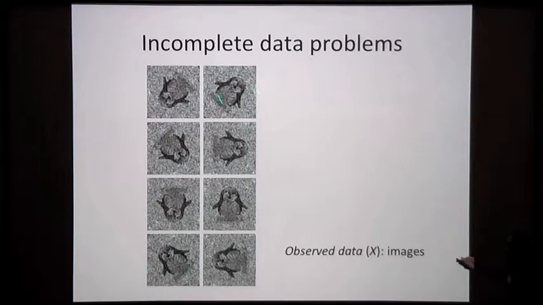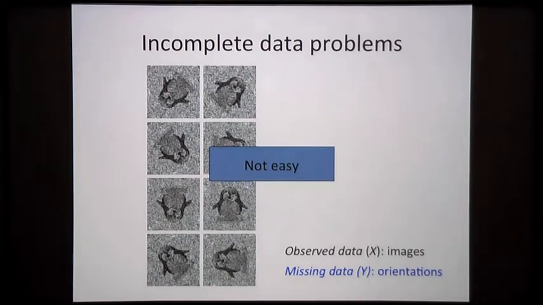Perhaps you can see what is the underlying signal image here. This is an incomplete data problem because they're all in different orientations and I haven't observed those. So the observed data are the actual images, the two-dimensional arrays of numbers there. Now, the missing data, I'll call those Y, are the orientations.